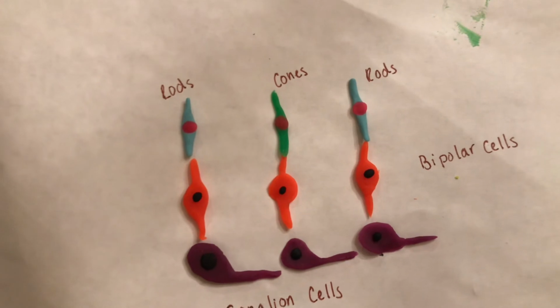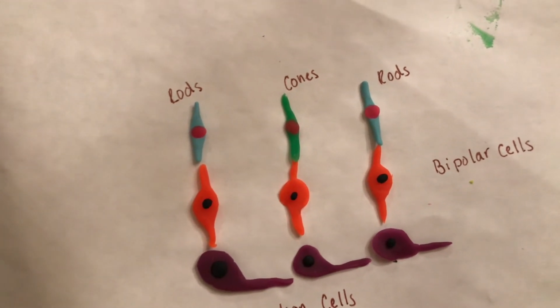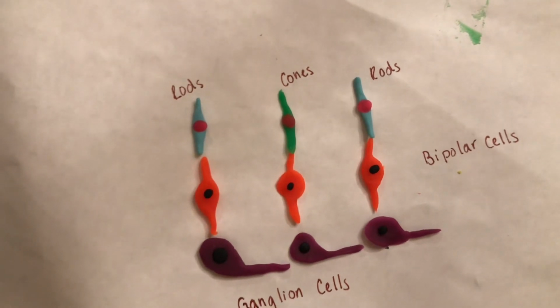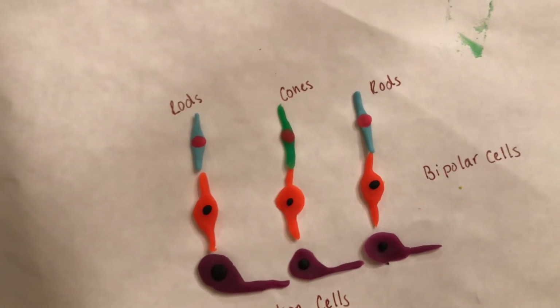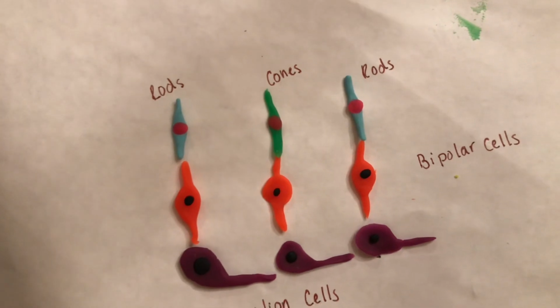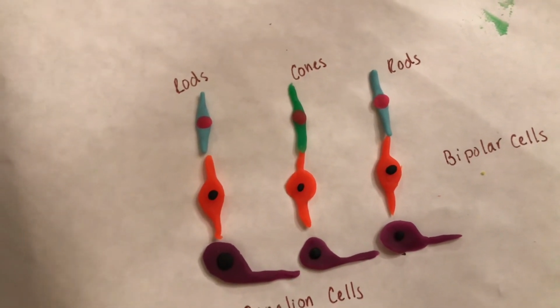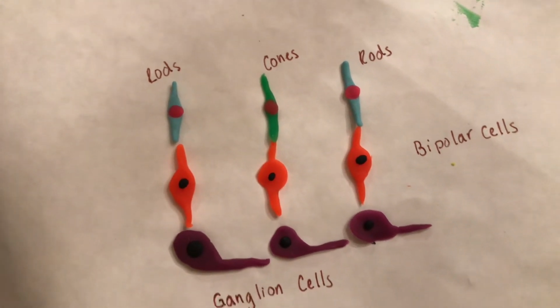because they respond to different wavelengths, and the length of the wavelength is what gives vision a different color. And it works best in bright light, where rods work best in dim light.